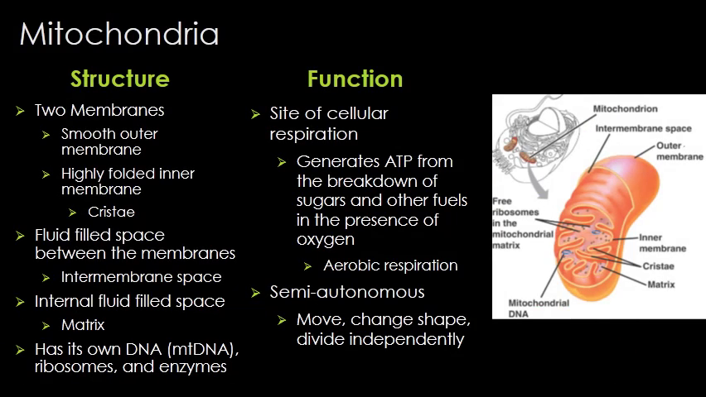Almost all eukaryotic cells have mitochondria. There may be one very large mitochondrion or hundreds to thousands of individual mitochondria, depending on what the cell needs to do. In structure, it has two membranes. It has a very smooth outer membrane and a highly folded inner membrane called cristae. The space in between the membranes is called the intermembrane space, and certain chemical reactions of cellular respiration will occur there. And inside the inner membrane is the matrix.